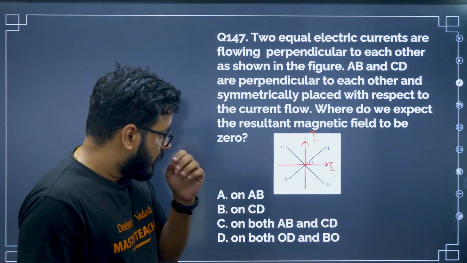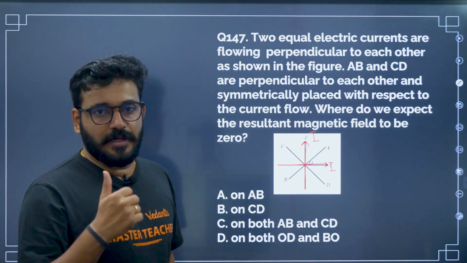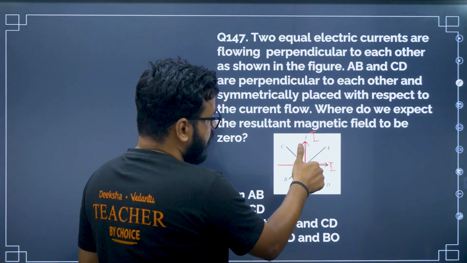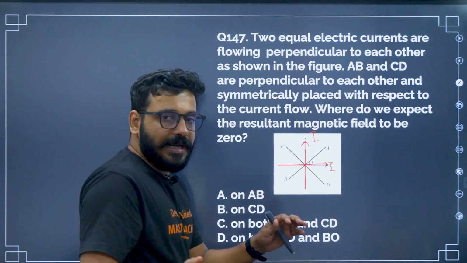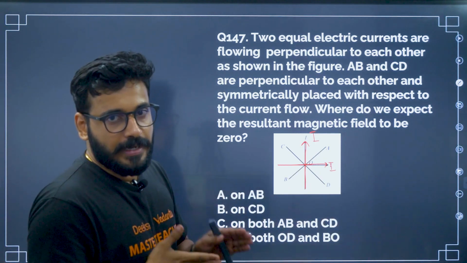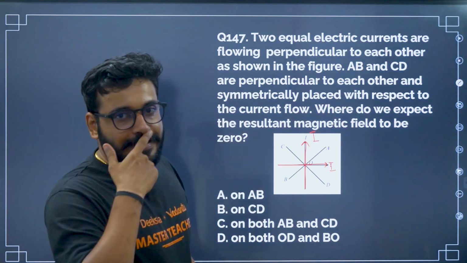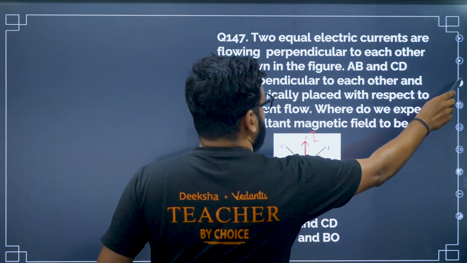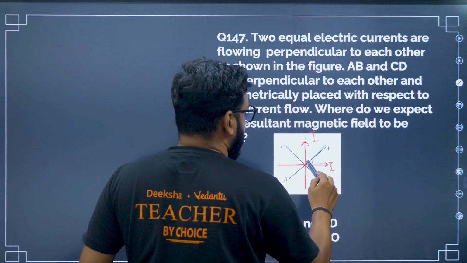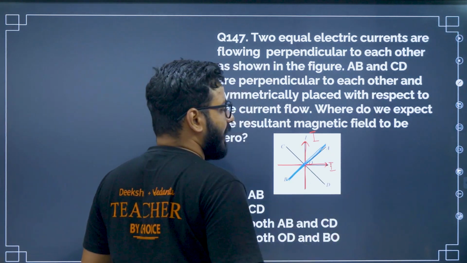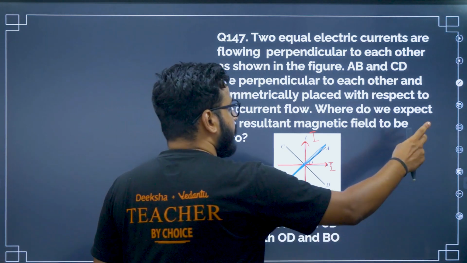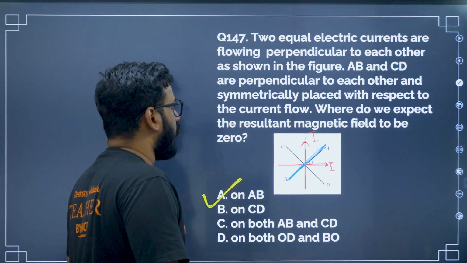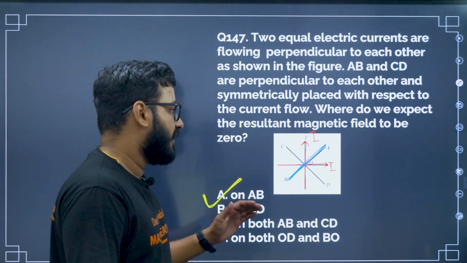Now you can apply the right hand thumb rule and see how the fields are getting cancelled. This one is going like this, the field is coming outwards, and for this one the field is going inside. So they are actually cancelling each other midway, along the direction of their flow. So which line is in between them? Along their flow, the only line which is coming in between them is AB. This is the line where the magnetic fields cancel each other out, so the line where net magnetic field is 0 is option A. Very simple, very straightforward answer.